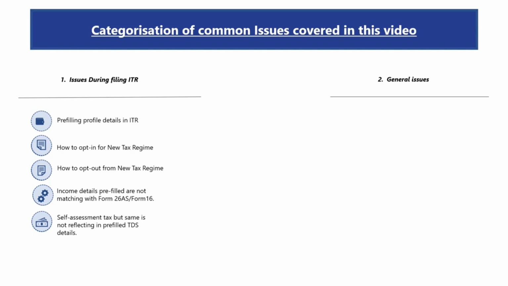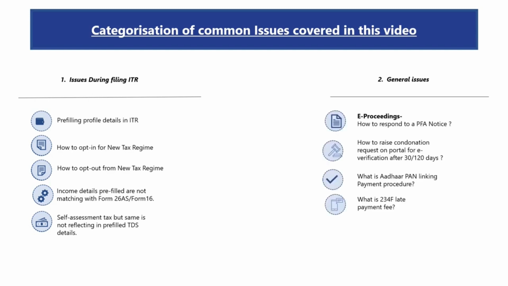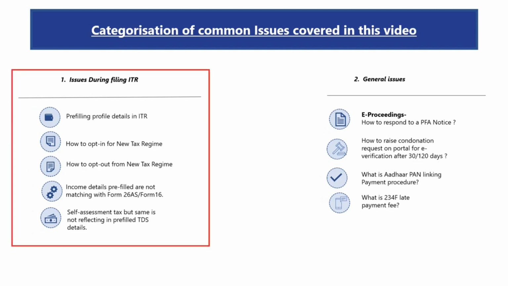Along with that, we shall also be talking about general issues like how to respond to a prima facie adjustment notice, how to raise condonation requests in case you've missed the deadline for e-verification of 30 days or 120 days as the case may be, what is Aadhaar PAN linking late fee payment procedure, and what is Section 234F late fee, which is applicable on non-filing of income tax returns. Let us look at the issues faced during filing ITR.